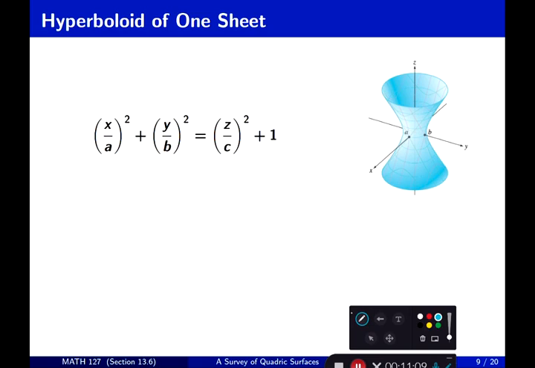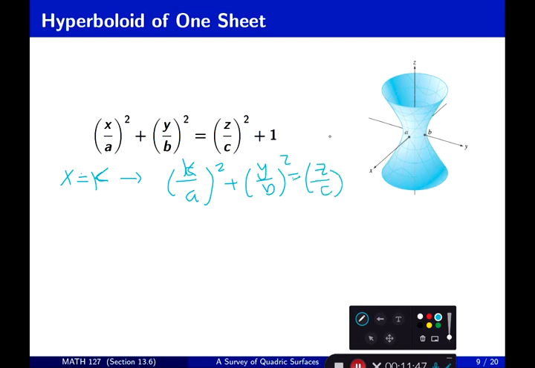So, the hyperboloid of one sheet. Let's put in x, and that's the equation x over a to the power 2 plus y over b to the power 2 equal to z over c to the power 2 plus 1. And so if I set x equal to a constant, let's call it k again, the equation becomes k over a to the power 2, because I have a constant over here, plus y over b to the power 2 is equal to z over c to the power 2 plus 1.